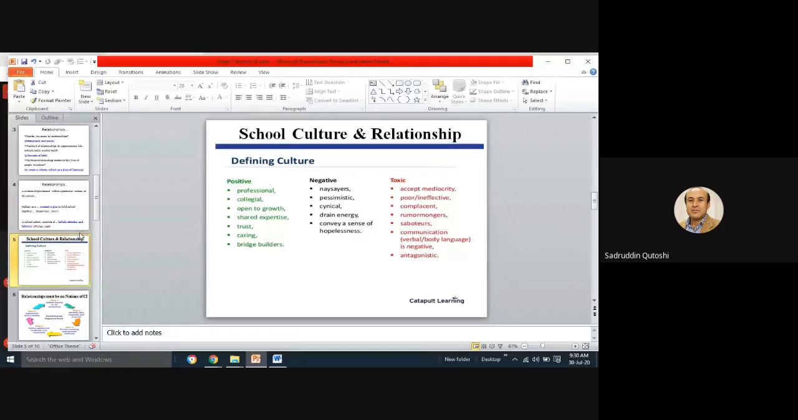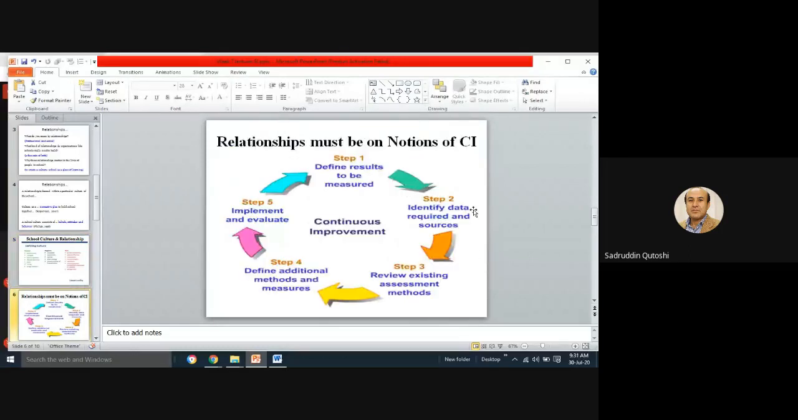If the principal, as head of the school and school leader, understands these situations and tries to build a very positive culture in school, your relationship will be very productive. That will help to improve your school. So here we will look at this positive culture of the school, and the relationship must be based on the notions of continuous improvement.